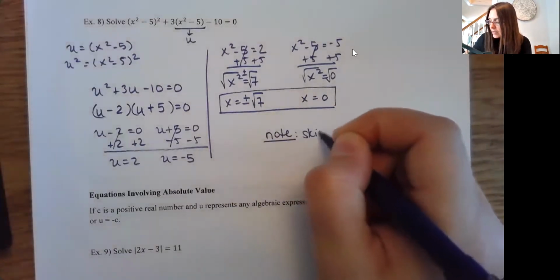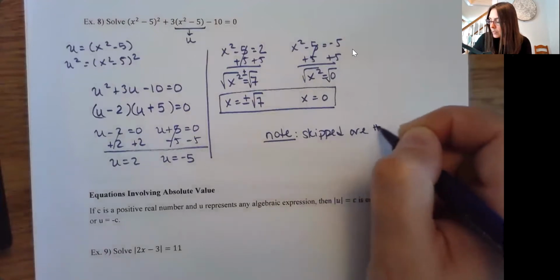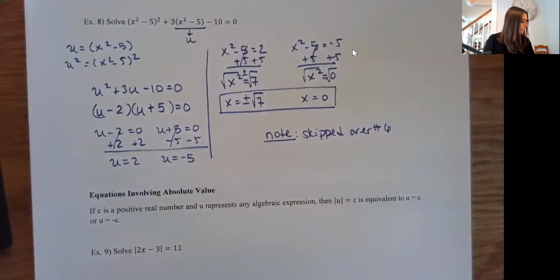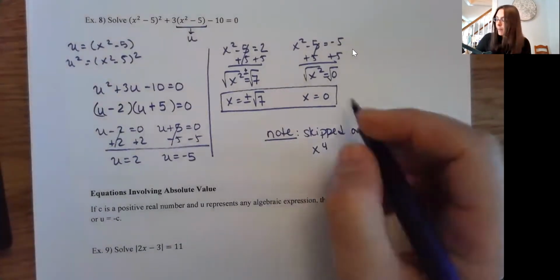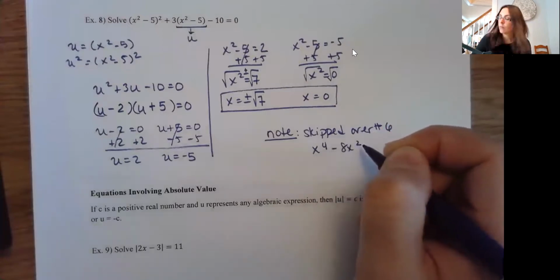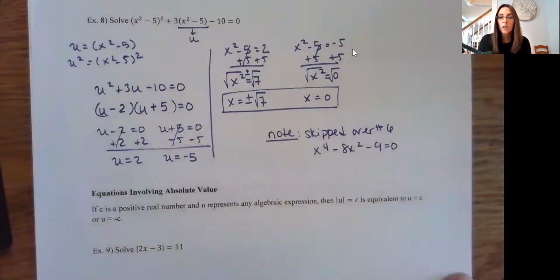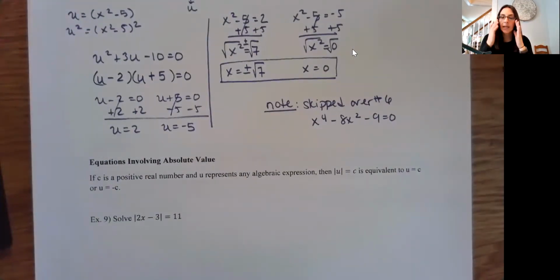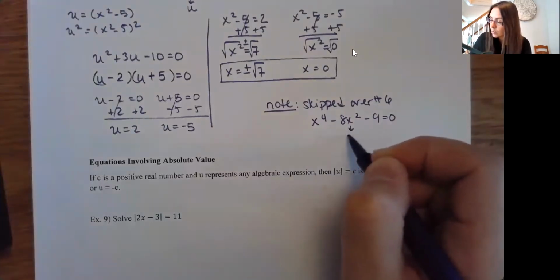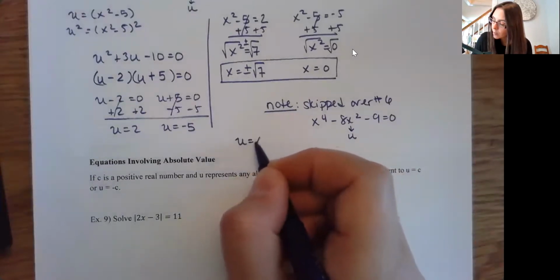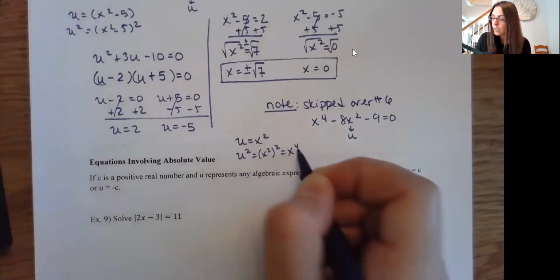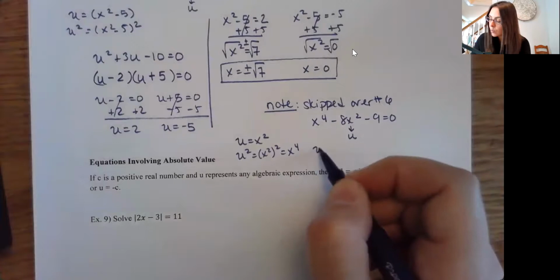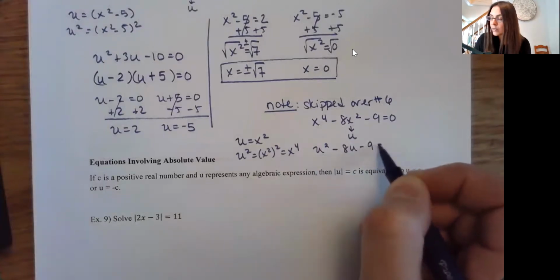I will note here that I did skip over number 6 in your text, which looks like this: x to the 4th minus 8x squared minus 9 equals 0. So this one, again, is that same style. It looks like a quadratic, but the exponents are double what they should be. So this right here is going to be your u. You would let u equal the x squared piece, and then u squared would be x squared squared, which is that x to the fourth. So when you make the substitution here, you're solving u squared minus 8u minus 9 equals 0.